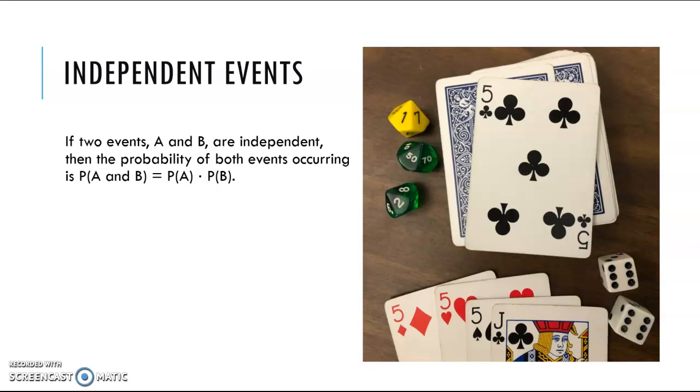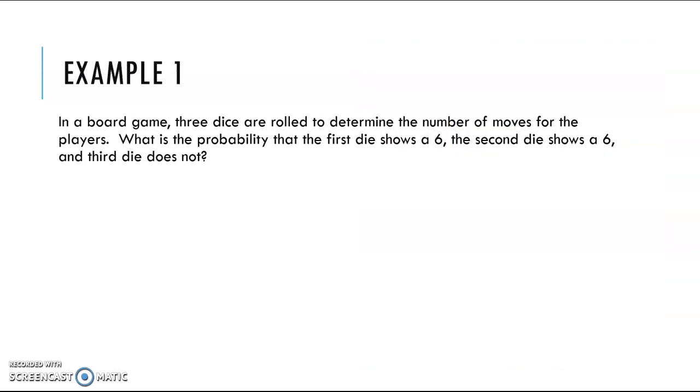When they're independent, the probability of both events occurring, which is A and B, or intersection, is the probability of A times the probability of B. So we multiply our probabilities when two events happen that are independent of each other. So let's look at an example of this.